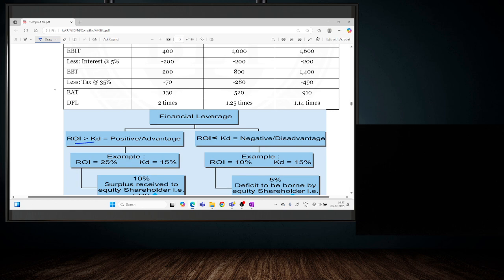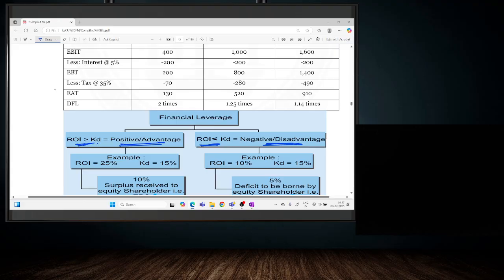When return on investment or return on asset, because see in this question, the capital raised by the company is how much? 10 lakh. What is the amount of investment made? 10 lakh itself. In what are they investing? Assets. So return on investment and return on asset are more or less the same. So if return on asset or return on investment is greater than cost of debt, it is better to have debt in the capital structure. If return on investment is less than cost of debt, it is better to avoid debt in the capital structure. So this point again we will discuss in the next chapter, leverage analysis, as well. Clear?